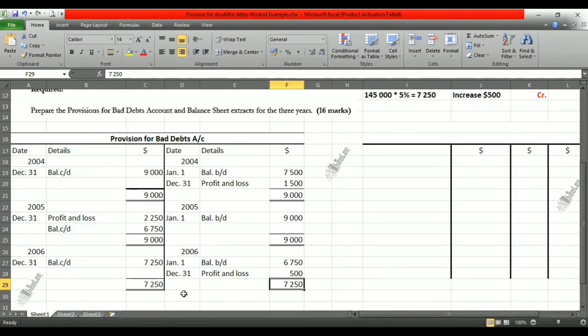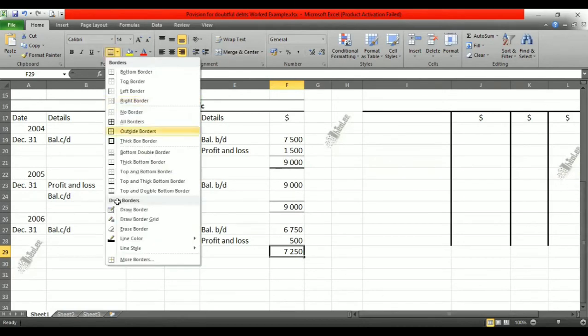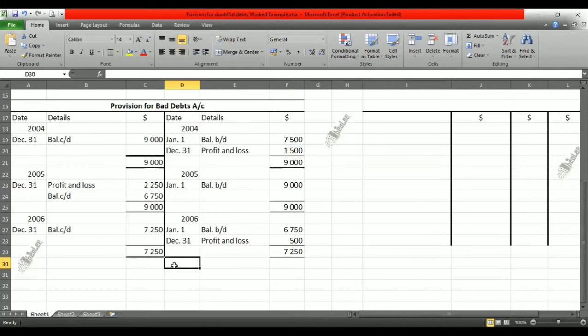And our final step there is to enter our balance brought down, showing the balance coming out of 2006, so that is January 1st, details, balance brought down, and the amount is the same thing as your carry down, which is $7,250.